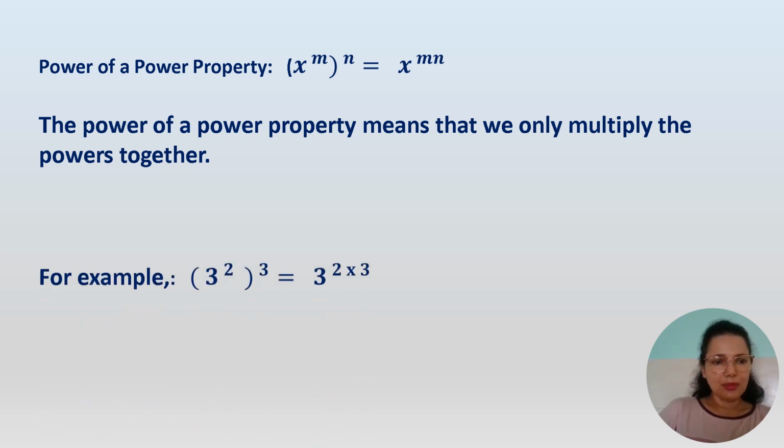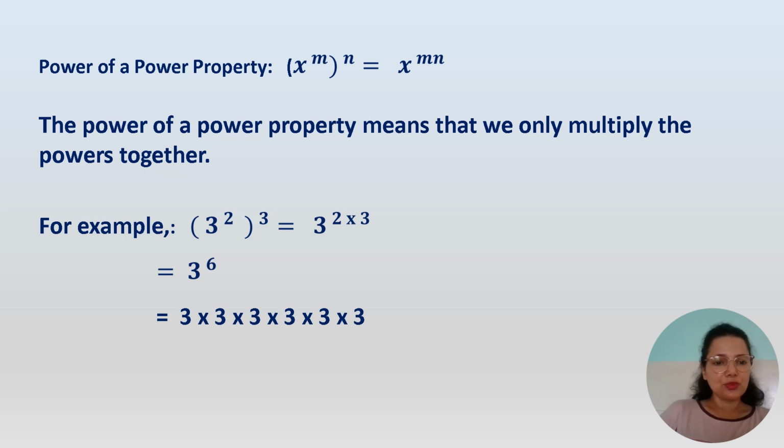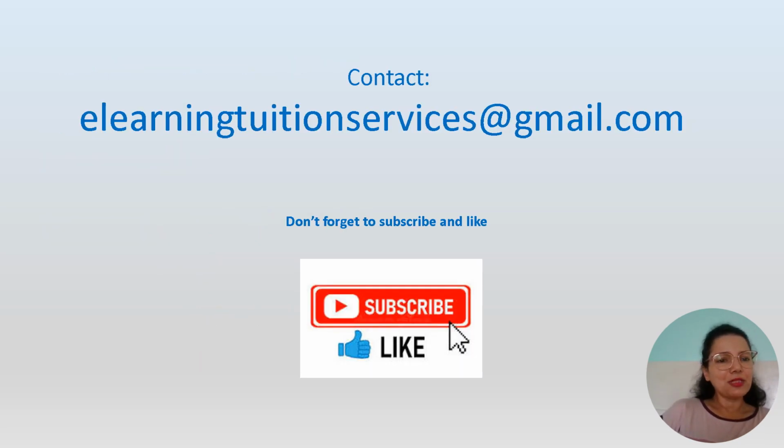Now, for example, if I had 3 to the power 2 raised to the power 3. So what we're going to do is we're going to say 3 to the power 2 times 3, and that gives you 3 to the power 6. So now we do repeated multiplication and we multiply 3 six times. So we go 3 times 3 times 3 times 3 times 3 times 3, and it's going to give you 729.